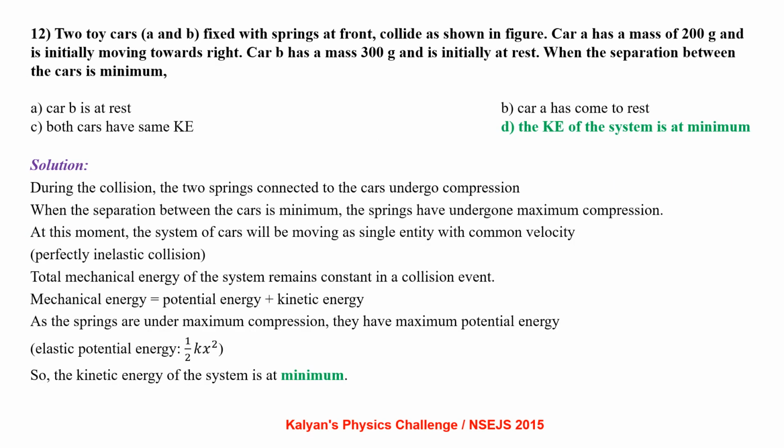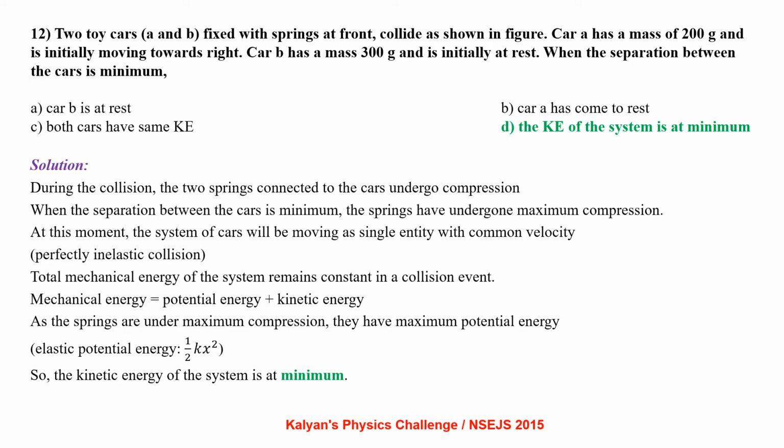Two toy cars A and B fixed with springs at the front collide as shown in the figure. Car A has a mass of 200 gram and is initially moving towards the right. Car B has a mass of 300 gram and is initially at rest. When the separation between the cars is minimum, during the collision, the two springs connected to the cars undergo compression. When the separation between the cars is minimum, the springs have undergone maximum compression.